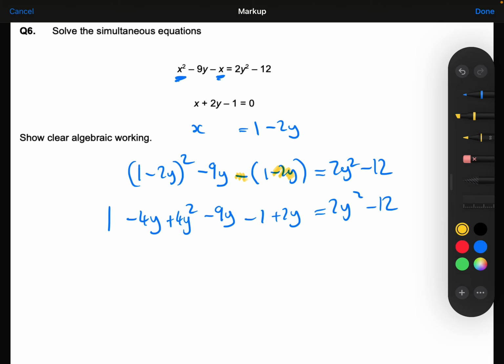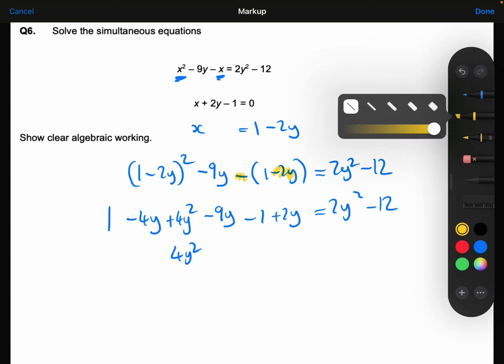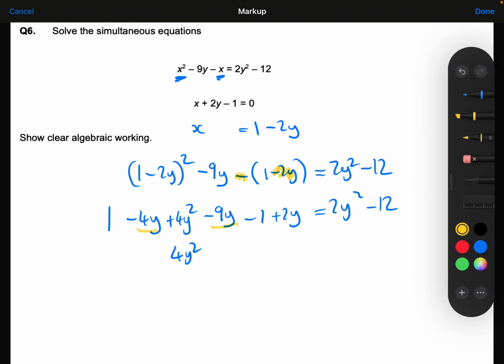Right, next step, let's collect up some like terms then. So we've got the 4y squared, I'm just going to leave that where it is for now. Then I've got the minus 4y minus 9y, which is minus 13y, plus the 2y, so that's minus 11y. I've then got the 1 minus the 1, which is 0. And on the right-hand side, I've still got the 2y squared minus 12.